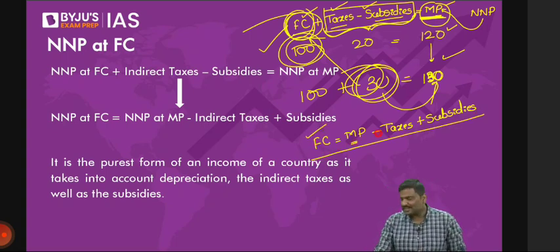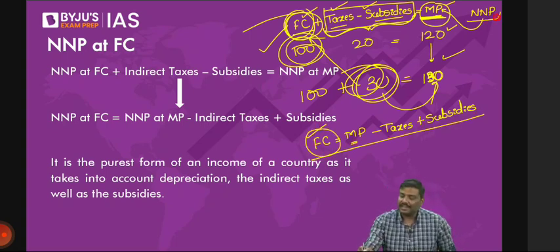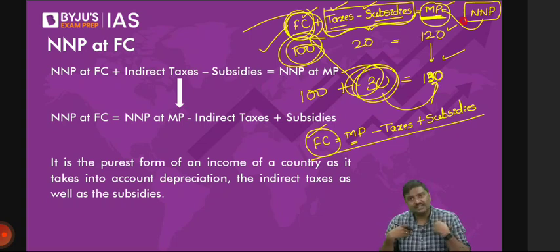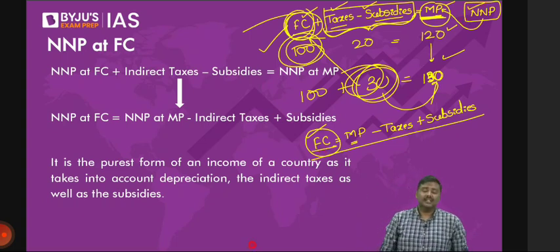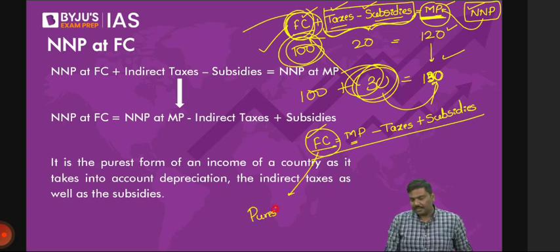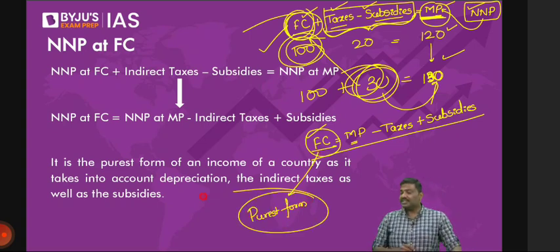Now this, if you calculate for NNP, that is for all the individuals, all the nationals of India. If you calculate NNP, that is net national product, at factor cost, this is referred to as the purest form of national income. Is it okay? Purest form.